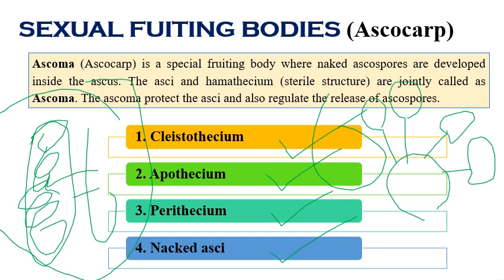So I repeat once again, the Ascomycota ascocarp is a fruiting body where the ascospores are packed inside a structure called the ascus. This ascoma or ascocarp will protect the ascospores and also regulate the release of ascospores.